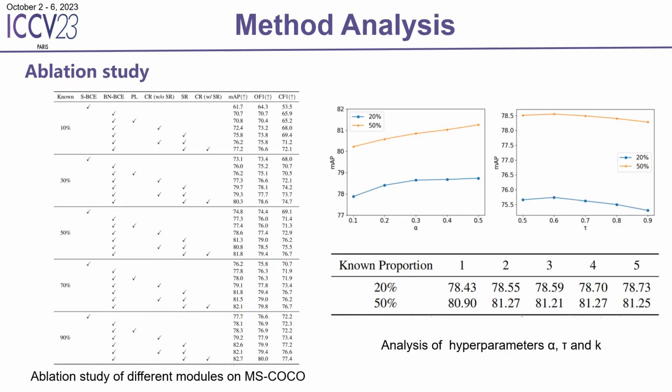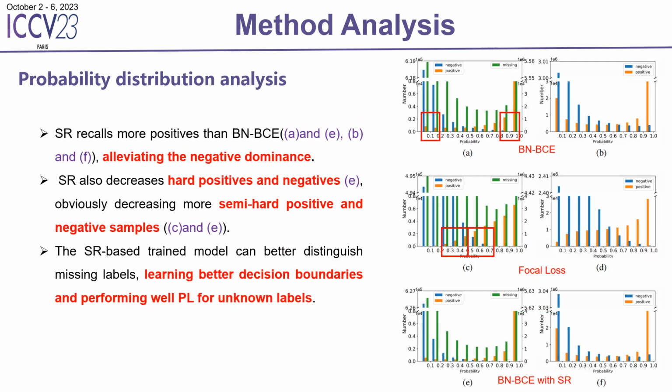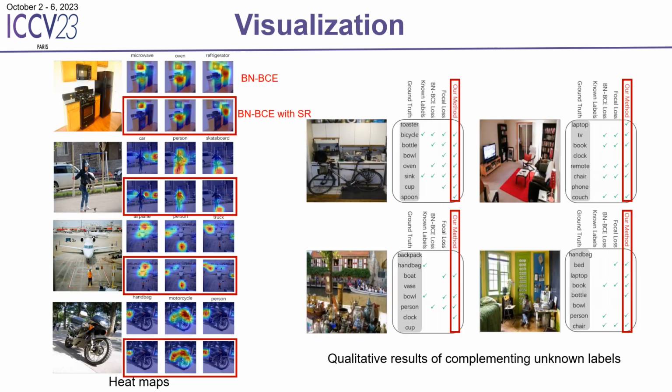Ablation study verifies the effectiveness of different modules and different hyperparameters of our method. Probability distribution is used to analyze negative dominance, hard samples and semi-hard samples. The SR-based trained model can better distinguish missing labels. These further illustrate the effectiveness of SR. Visualization is used to show the saliency improvement of object regions and results of complementing unknown labels.